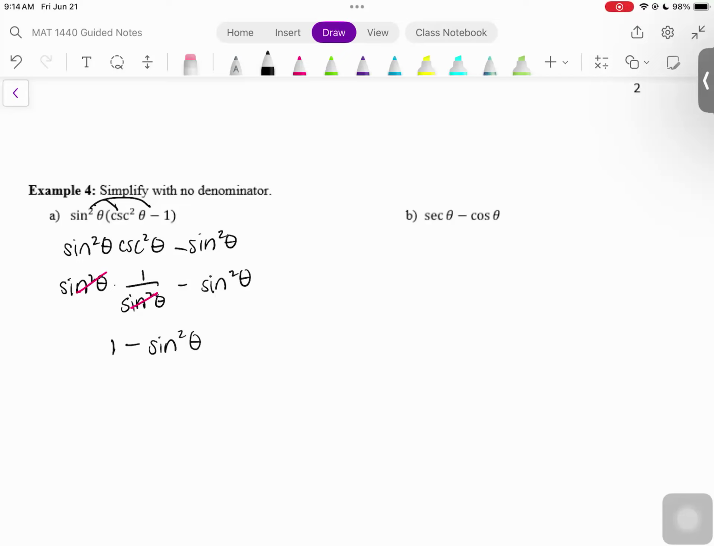And this is equivalent to one of our Pythagorean identities just rewritten. So I'm going to write that Pythagorean identity over to the right in green. We know that sine squared theta plus cosine squared theta is equal to 1. If I were to rearrange this by subtracting sine squared from both sides, cosine squared theta is equal to 1 minus sine squared theta, which is what we have. So this simplifies to cosine squared theta.